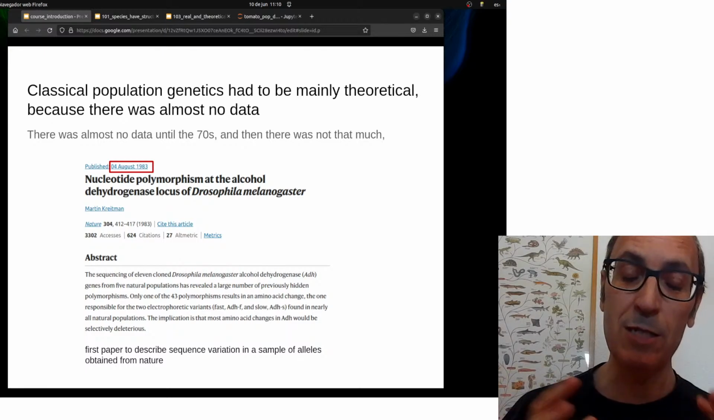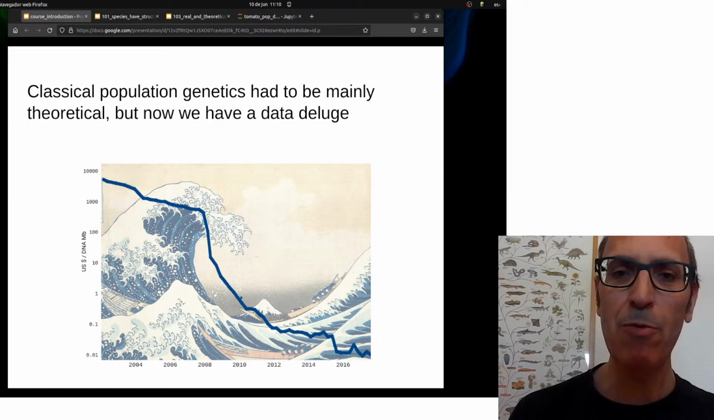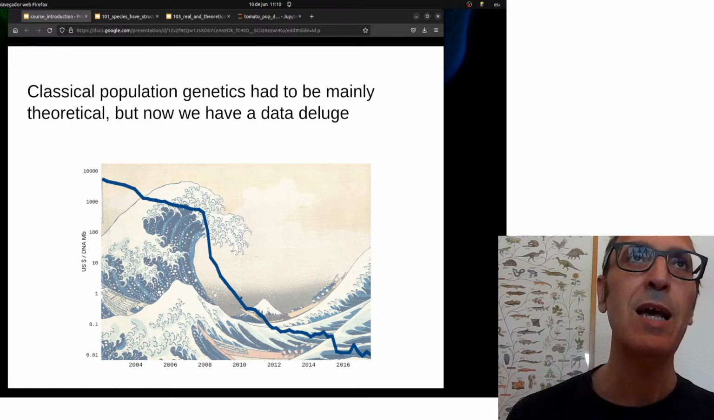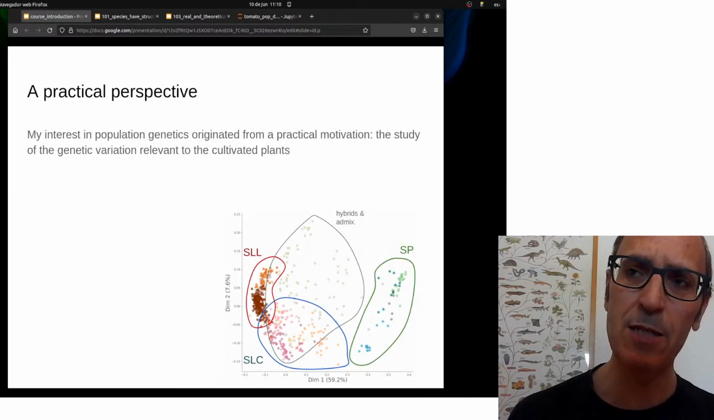And during the 70s, 80s, and 90s, well, the amount of data was really small. And now things have changed due to, as you know, the next generation sequencing technologies. Nowadays, we have lots of data, and we have to analyze this data. Lots of data are related with population genetics. That's why I think that a more practical approach to population genetics is important.